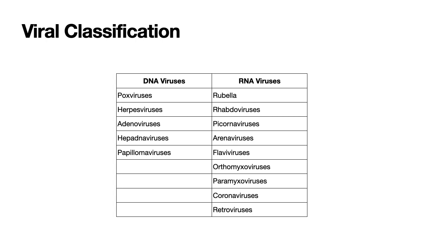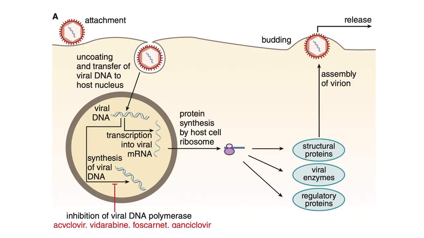Okay, retroviruses are special RNA viruses because they have the enzyme that allows them to perform reverse transcription, where their RNA is back converted into DNA. An example of this would be HIV.